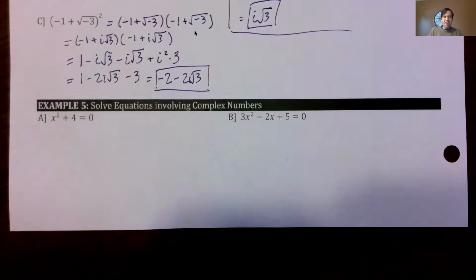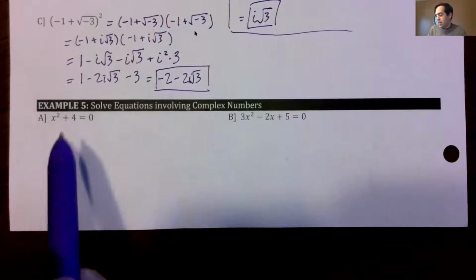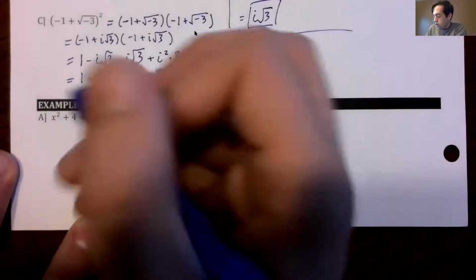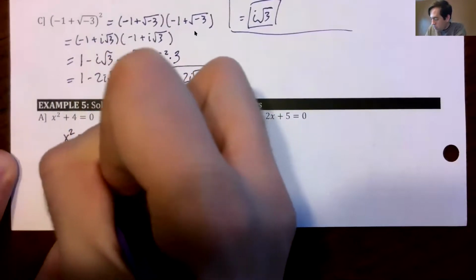Now we have the last example. Example 5, solve equations involving complex numbers. So if we have something that is equal to 0, let's just solve for x. So we can subtract 4 since there's only one x term.